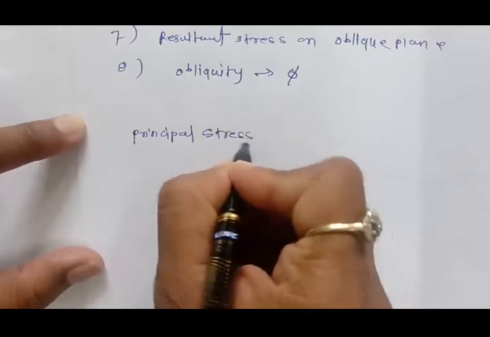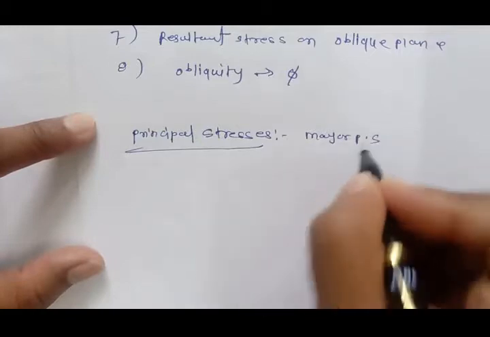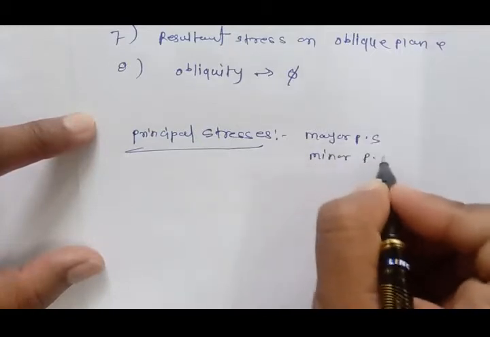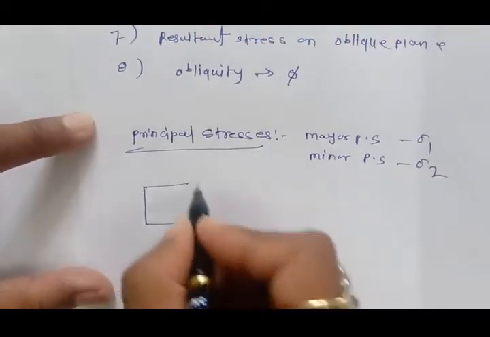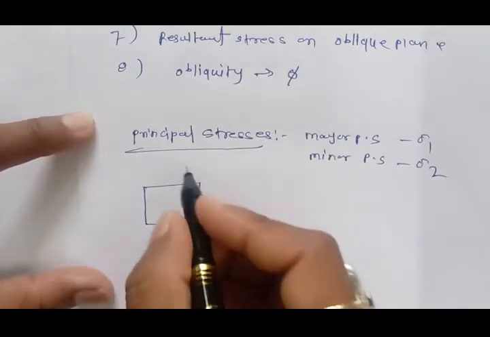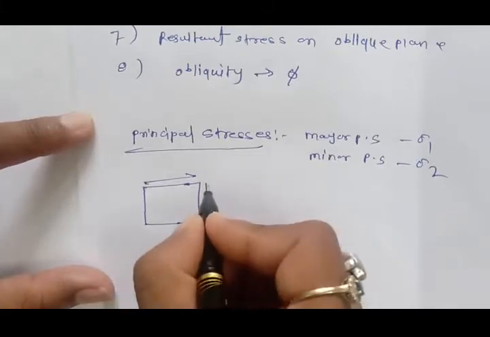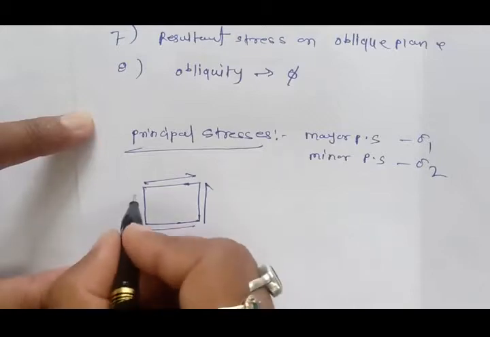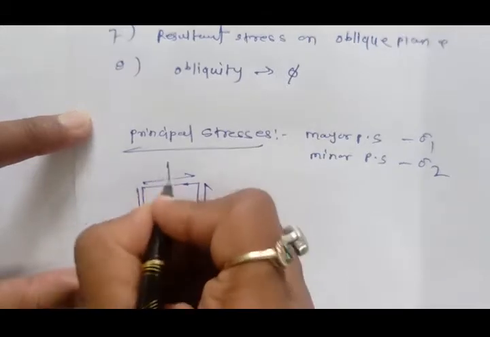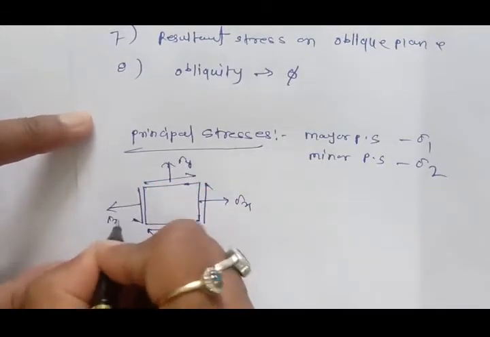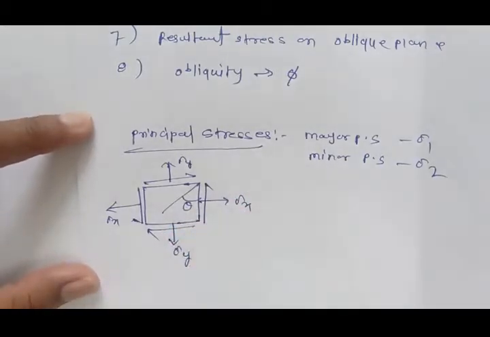Principal stresses are nothing but the major principal stress and the minor principal stress, sigma 1, sigma 2. For that, we have already discussed in the earlier lecture. We have taken a small element of a component, and we had discussed on that. Similarly I draw here. So this is sigma x, sigma y, sigma x, sigma y, and there was an oblique plane at angle theta.